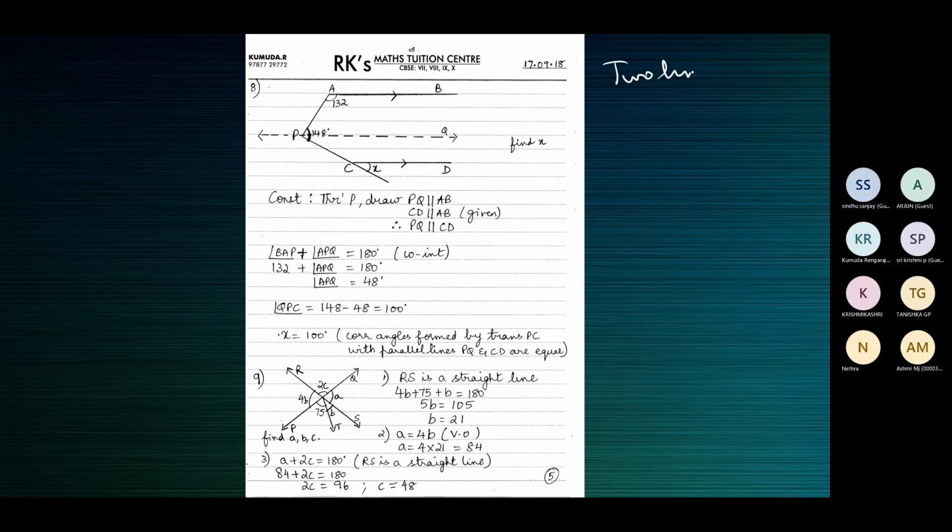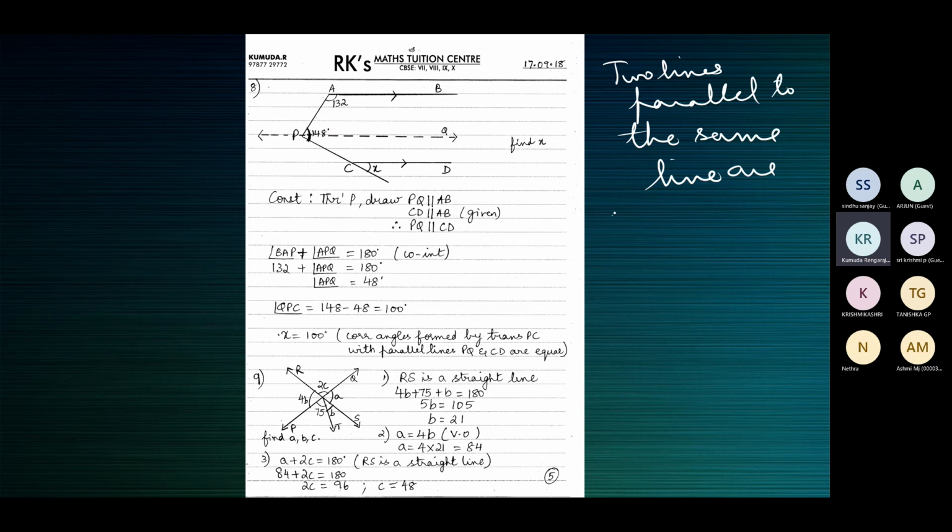Two lines parallel to the same line are parallel to one another. So which are the two lines here? The two lines here are PQ and CD. Both of them are parallel to the same line AB. So the result is they are parallel to one another. So PQ is parallel to CD.